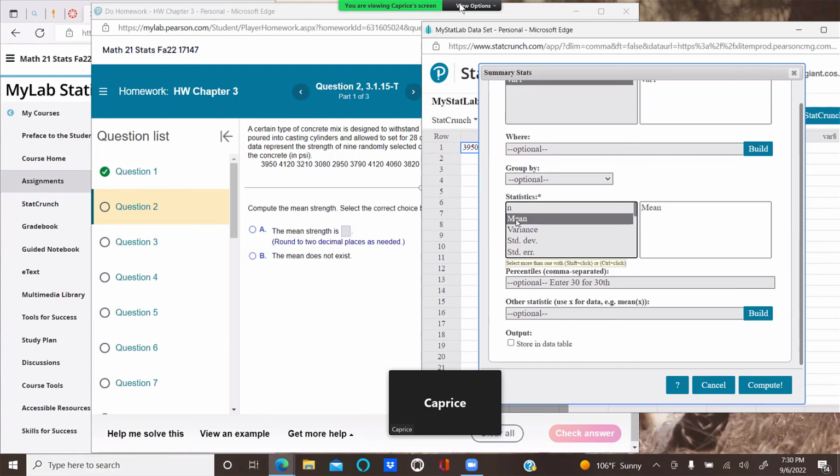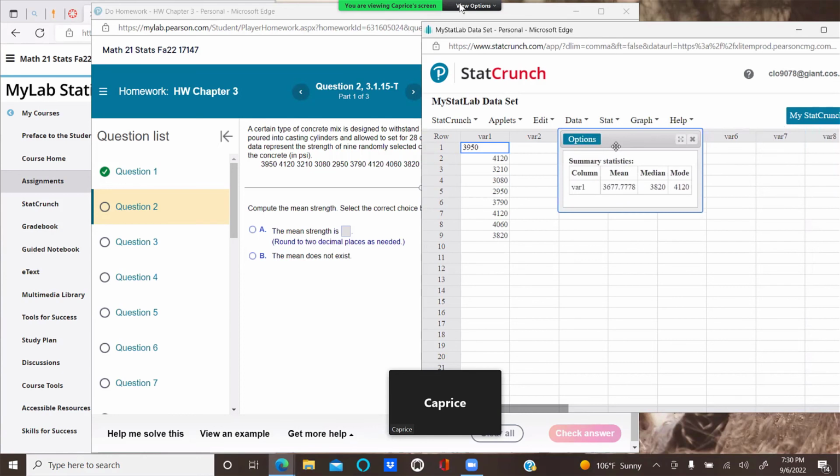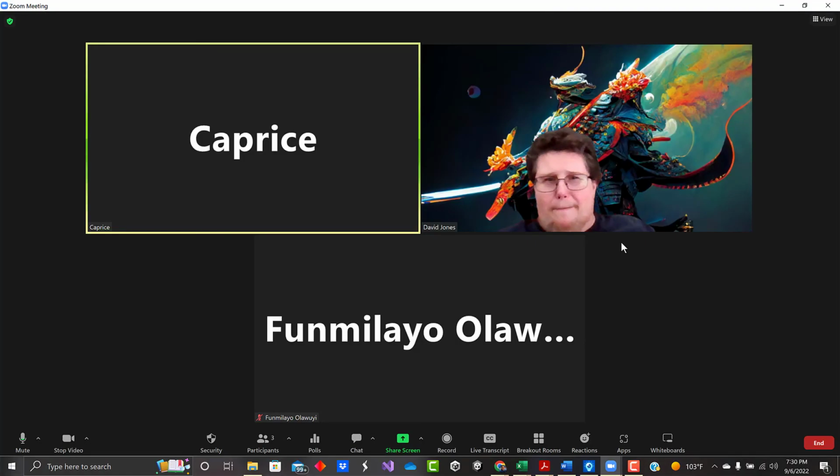Scroll back up. Hold down control, click mean. You're not holding down control, are you? I am now. Okay, median's right there. Hold down control. There we go. There you go. Now click compute. Okay. So that'll have all 3 answers. That way you don't have to do it more than once. Okay, thank you. I was really confused. Thank you. No problem.